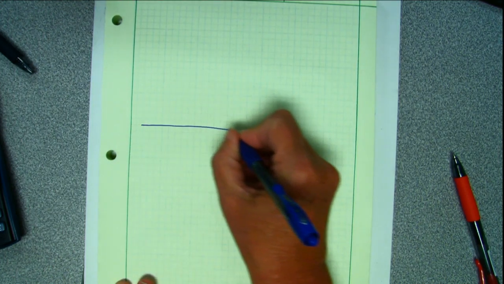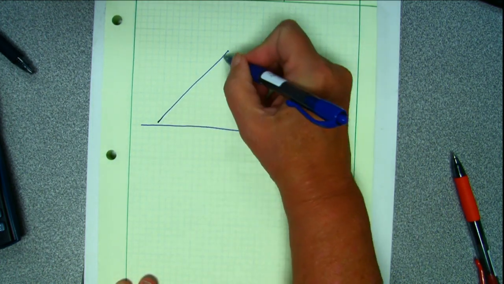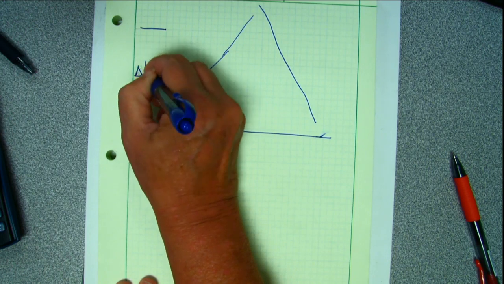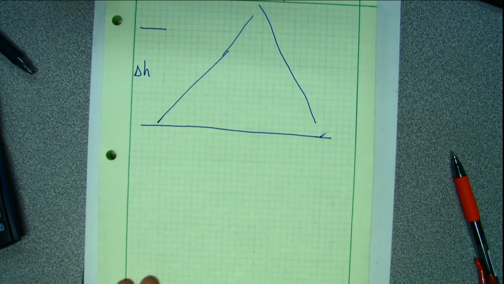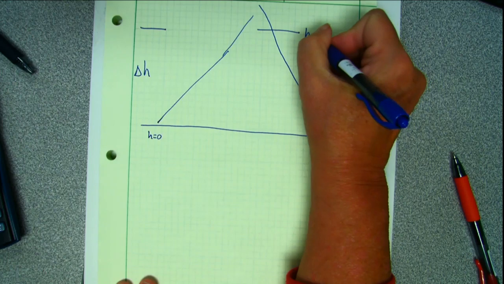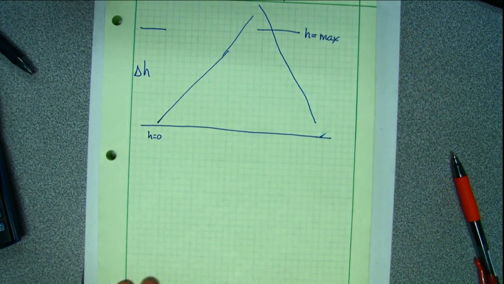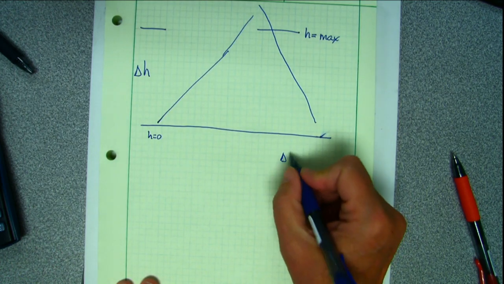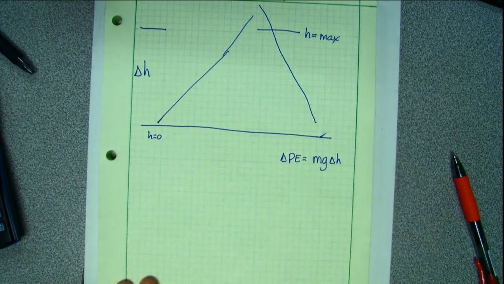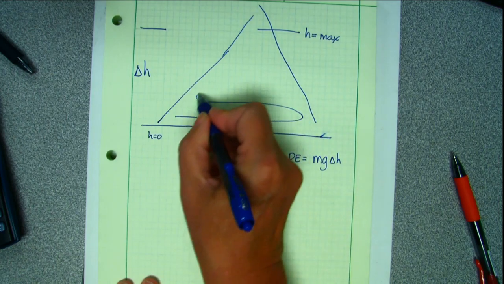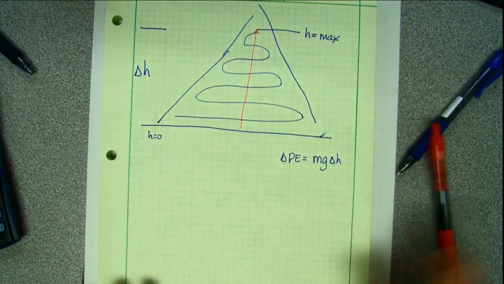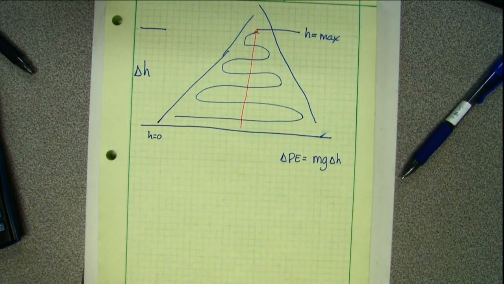So if I have a mountain, here's my mountain. Okay, there's my mountain, and I'm looking at my change in height. I'm starting down here at h is equal to 0. I'm going to end up here at h is equal to max. My change in potential energy is going to be mass times gravity times my change in height. It doesn't care if I do it this way or I do it this way. The world doesn't care.